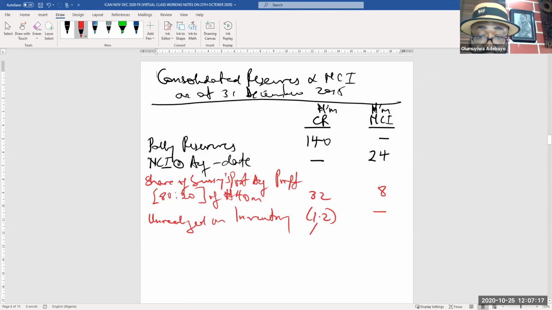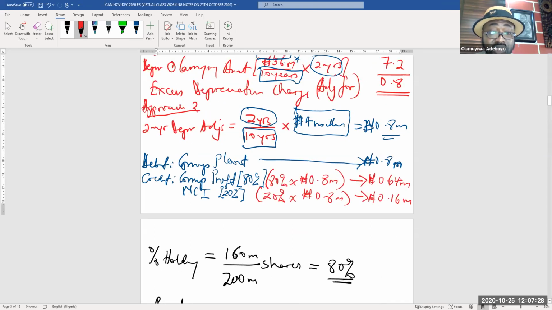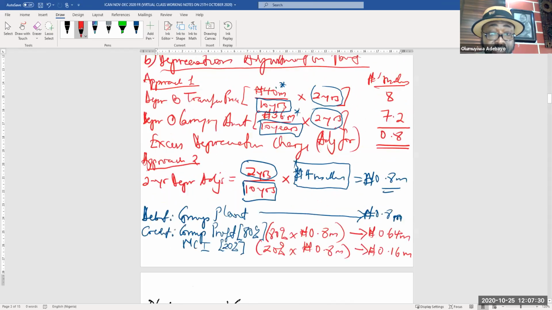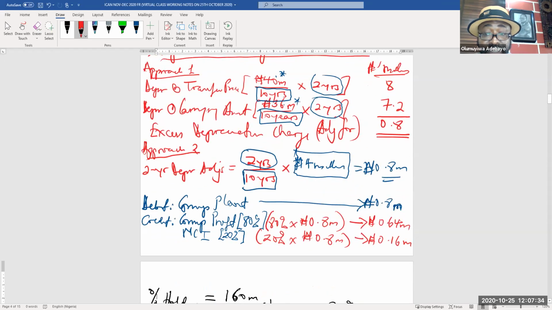That is 4. It has nothing to affect NCI. Unrealized profit on plants, I do that. Which other adjustment do I have again? Depreciation adjustment. If you remember, that depreciation adjustment affects both parent and NCI, 0.64 and 1.1. And he said I should credit it because the subsidiary has been over depreciated with respect to plants.